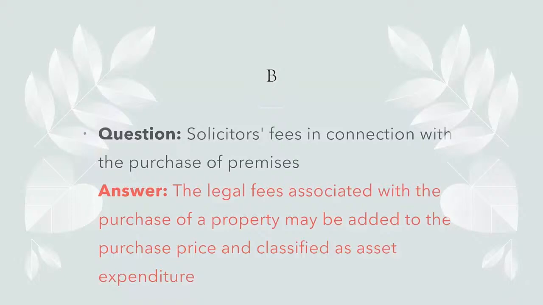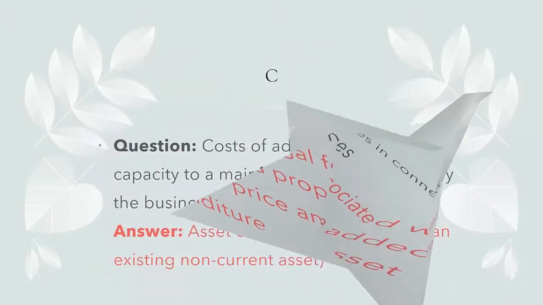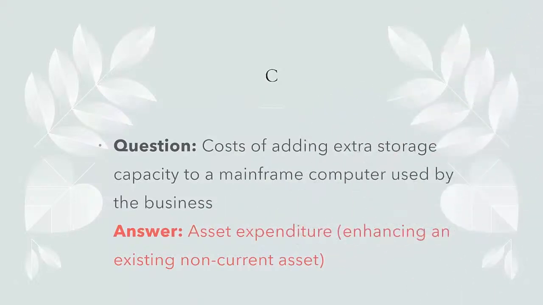C. Costs of adding extra storage capacity to a mainframe computer used by the business. Answer: asset expenditure. Explanation: why? Adding extra storage to a mainframe computer is an enhancement to an existing non-current asset. It increases the value or capacity of the computer, allowing the business to benefit from the improvement for several years. This type of cost is treated as asset expenditure because it's a long-term improvement, not a maintenance cost or short-term expense.